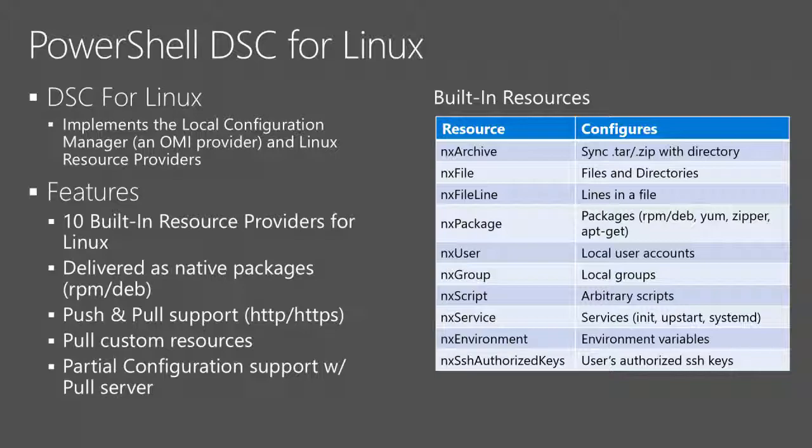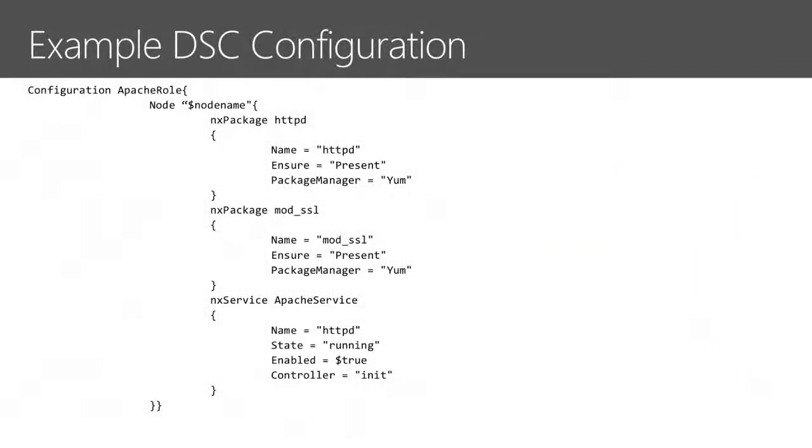And you can see we have push and pull support, custom resource pull, and then partial config support as well. So, an example DSC configuration. You'll specify your node, whether it's one node or 1,000, and then you can choose those resources I elaborated on before, such as the HTTPD package: is the Apache HTTP server installed? Ensure that's present. If it's not, use the package manager yum to go grab that package and install it on Linux.